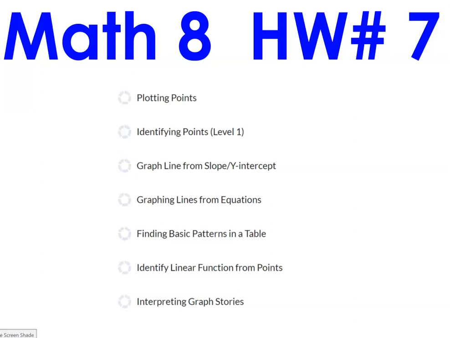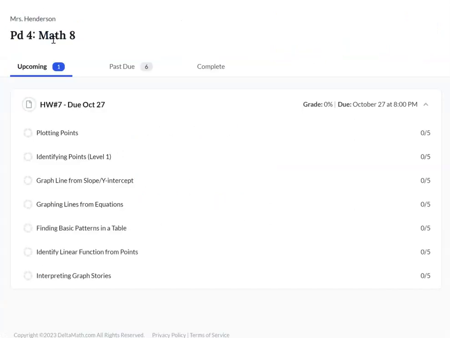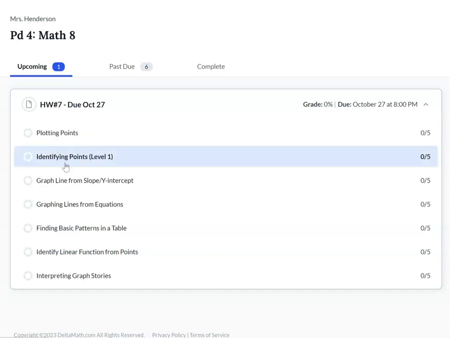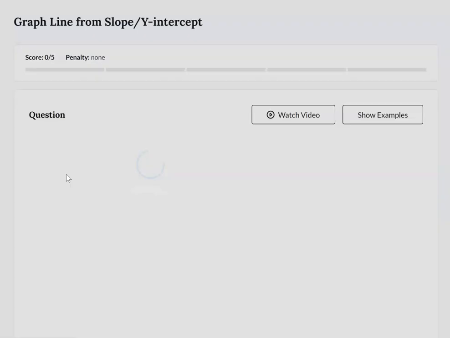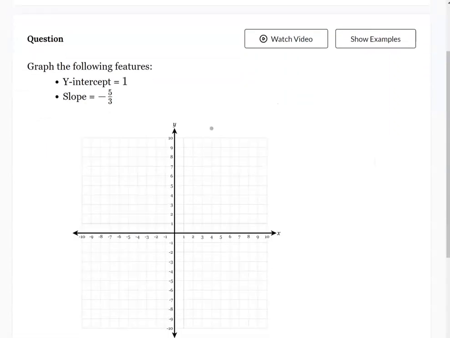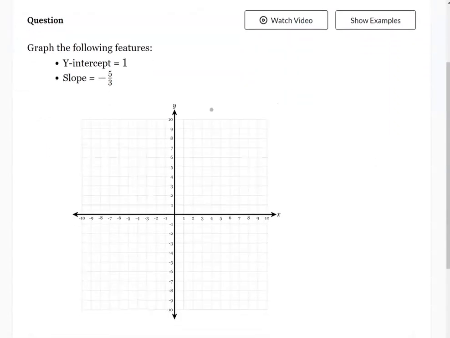Let's take a look at the questions on homework number 7. I'm going to skip straight down to the third topic because the first two were covered on the homework number 6 video. For these questions, you're going to practice graphing your straight lines by using the y-intercept and the slope value. The y-intercept is the point on the y-axis. So we're going to go to the y-axis and we're going to graph a point at +1.